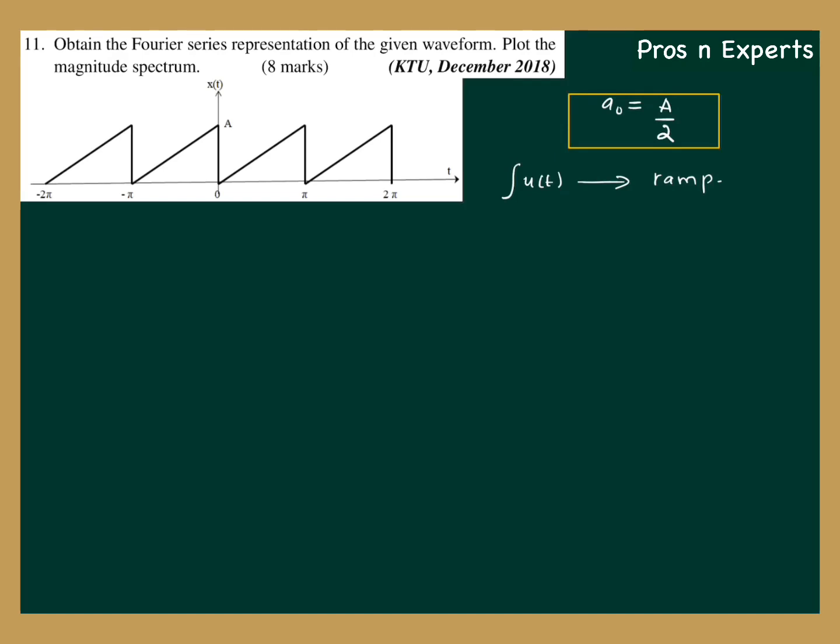Then you need to know about the differentiation property of Fourier series. What is differentiation property of Fourier series? If x of t is having a Fourier series coefficient Cn, then d by dt of x of t will be having Fourier series j n omega 0 into Cn. So this is very similar to Fourier transform property. So I think you might be knowing this also.